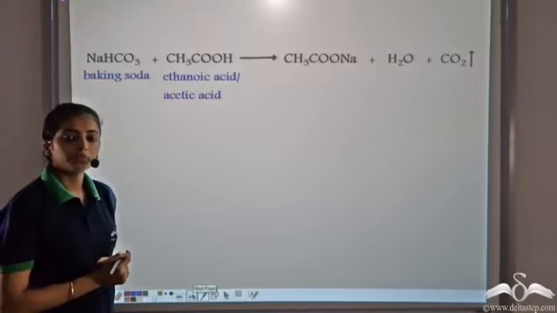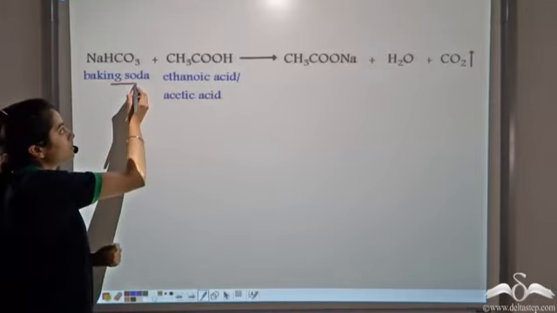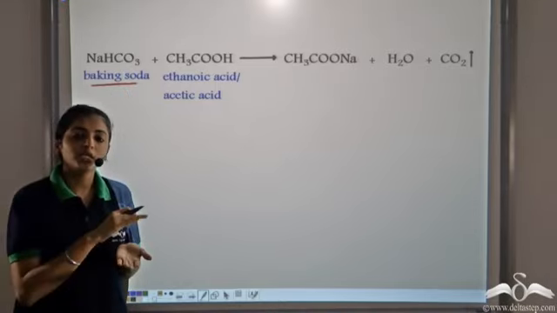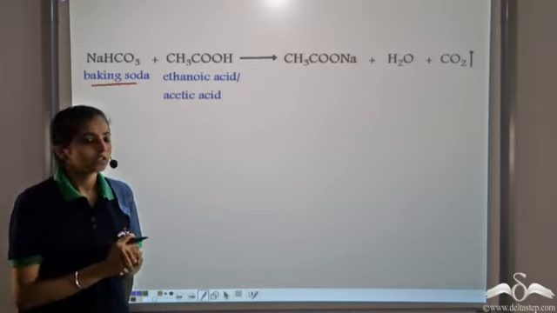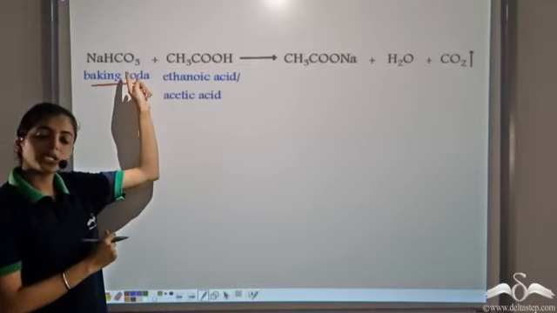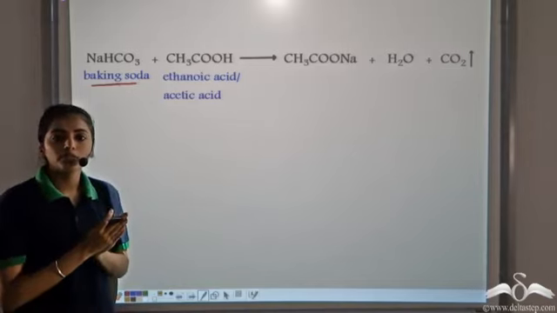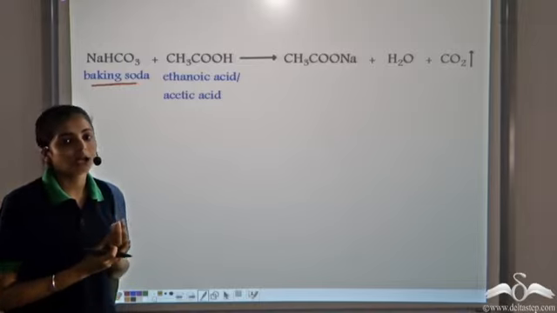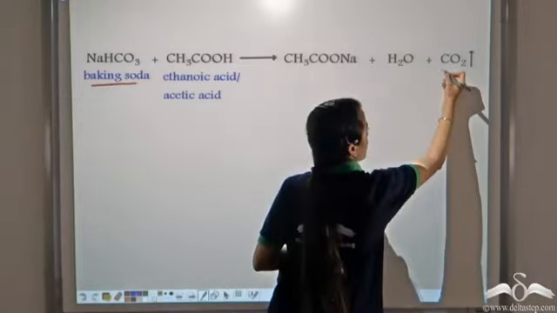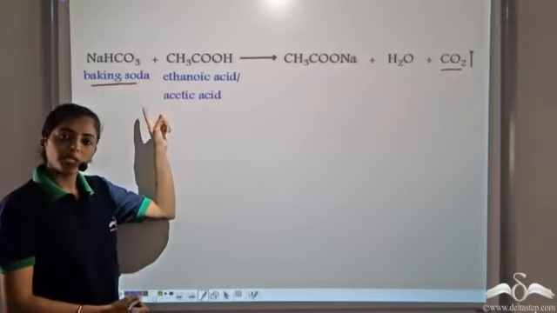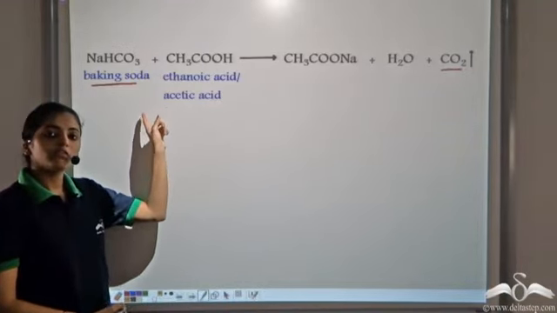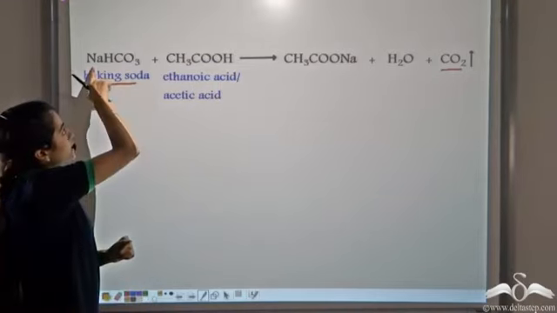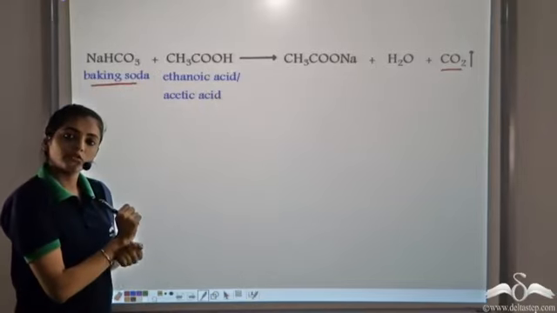Let's look at another example. We take baking soda. Baking soda is something which you even use at homes while baking the cake. It gives the fluffy nature of the cake. Now, we use baking soda, that is NaHCO3. All carbonates and bicarbonates have the tendency to evolve carbon dioxide gas. So if we take baking soda, that is NaHCO3, and make it react with ethanoic acid, we get CH3COONa. This sodium takes up the place of hydrogen.